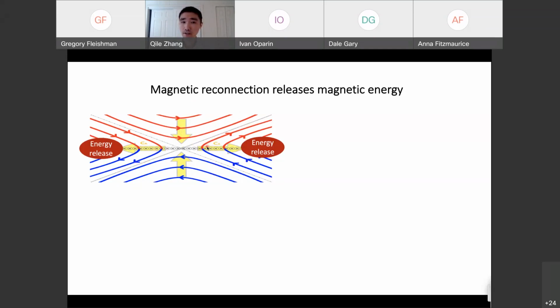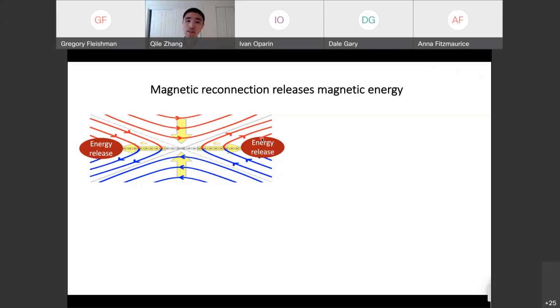The magnetic tension will then make these field lines contract and shoot out like a slingshot, with the order of the Alfvén speed. As these field lines contract in the downstream region, the magnetic energy is released and turned into other forms of energy, like we mentioned. So the reconnection should be most impactful when the initial magnetic energy is much larger than the plasma kinetic energy, in other words, when the plasma beta is low.